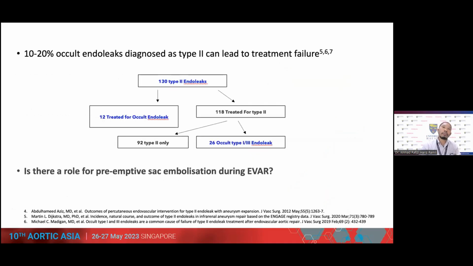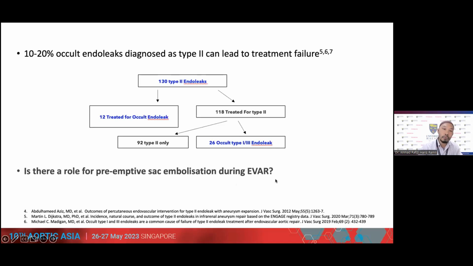Okay, so there are a few studies that look into these type 2 endoleaks. One of the studies mentioned that when they followed up these type 2 endoleaks, about a quarter actually had type 1 and type 3 with high flow endoleaks. So there is occult type 3 endoleak, and this eventually leads to re-intervention and also leads to rupture. So is there a role for this preemptive sac embolization?